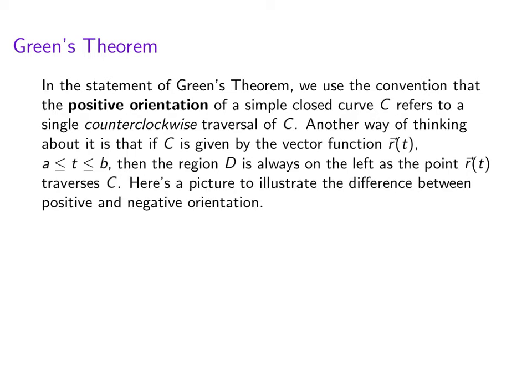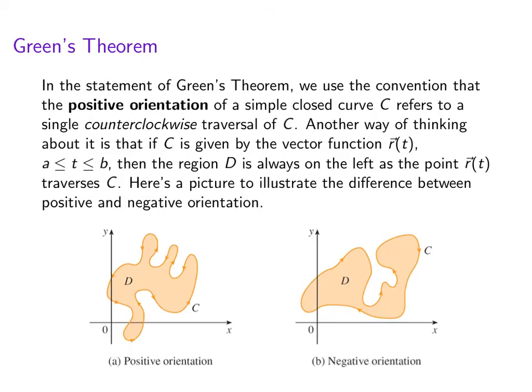Let's show a picture to illustrate the difference between positive and negative orientation. Now, both of these are simple closed curves. Again, simple doesn't mean uncomplicated. It simply means that the curve does not cross itself. The curve on the left is displaying positive orientation. The curve on the right shows negative orientation.